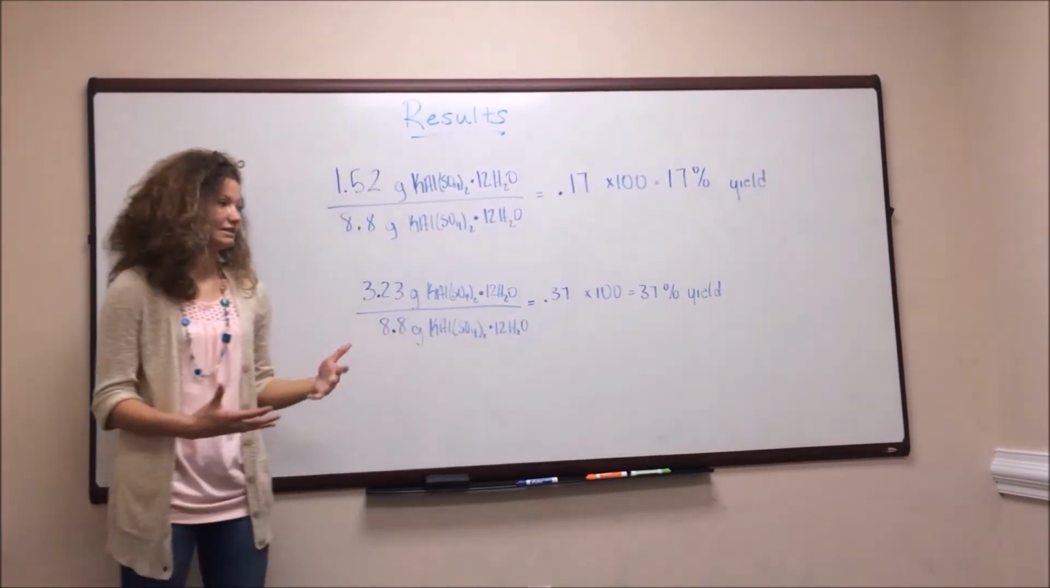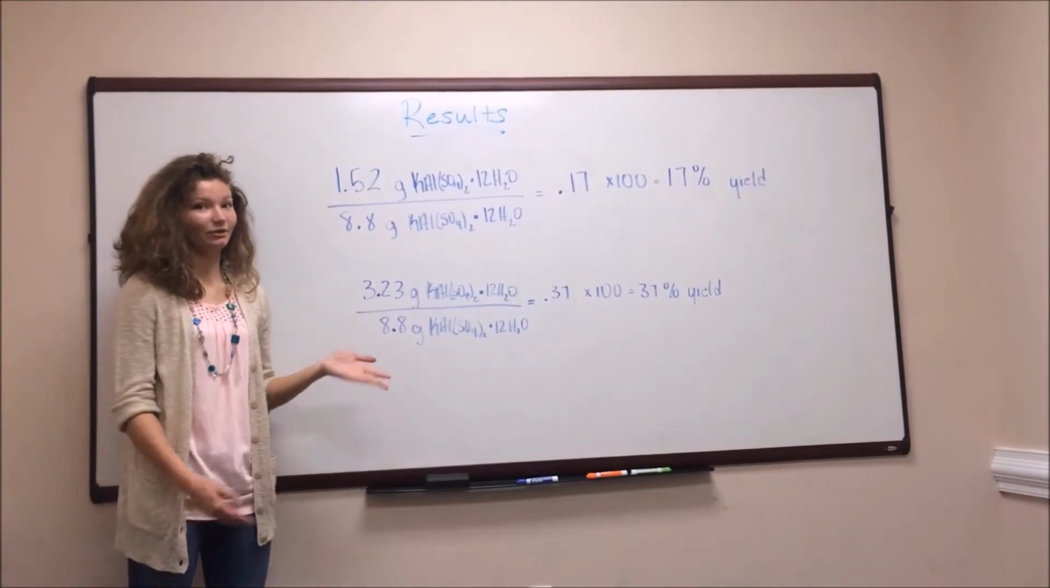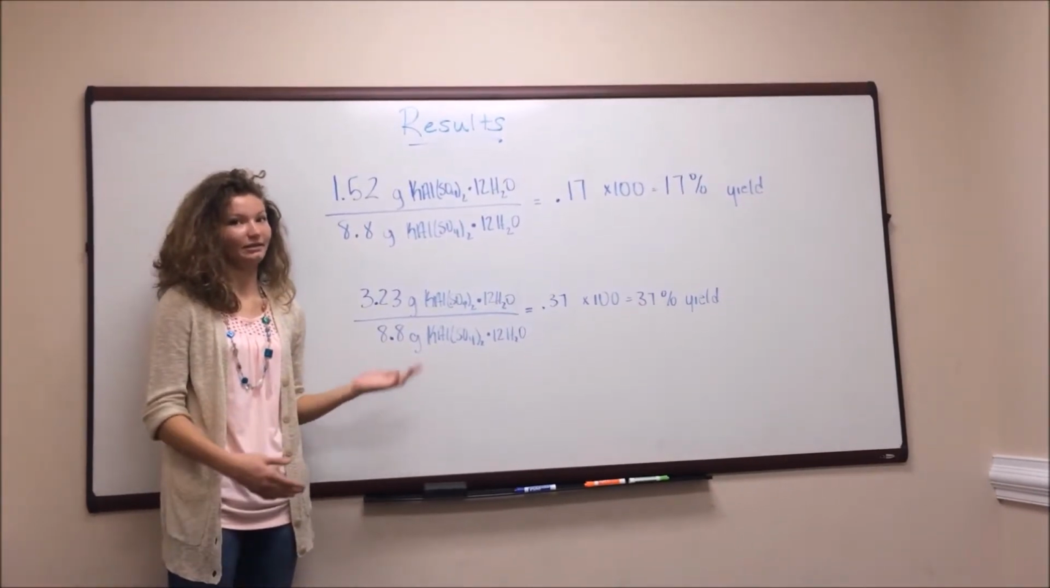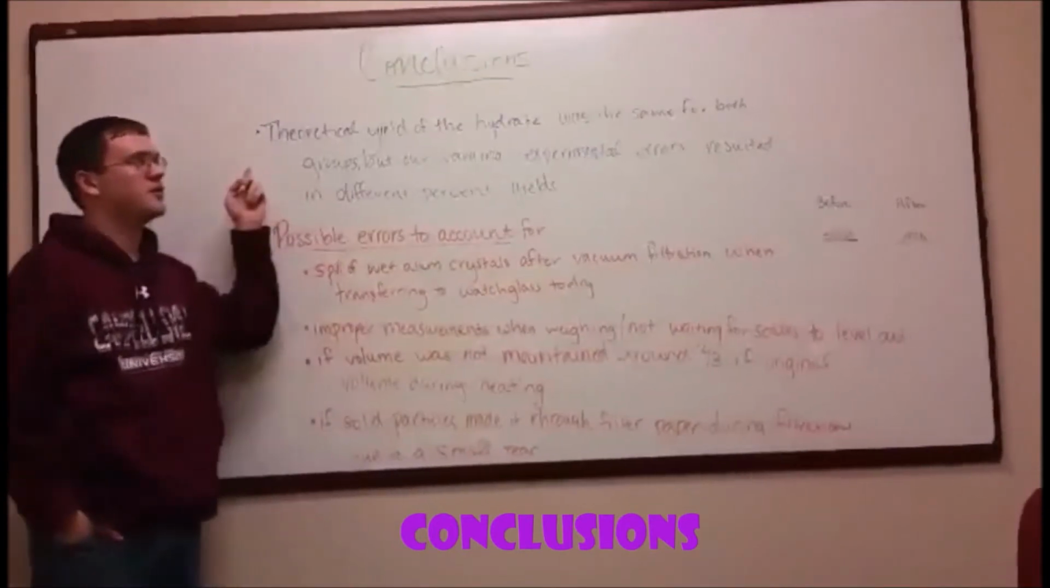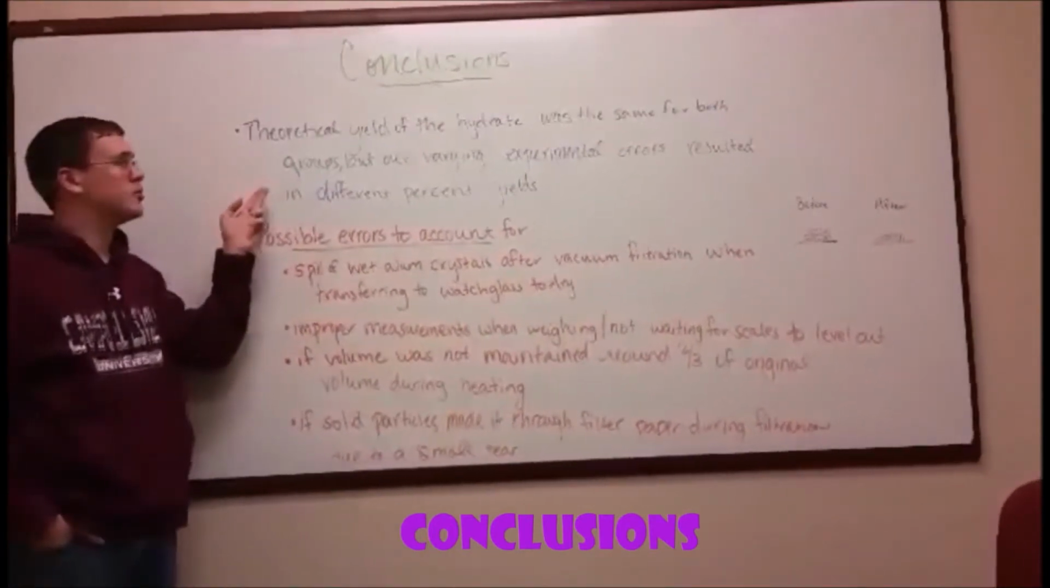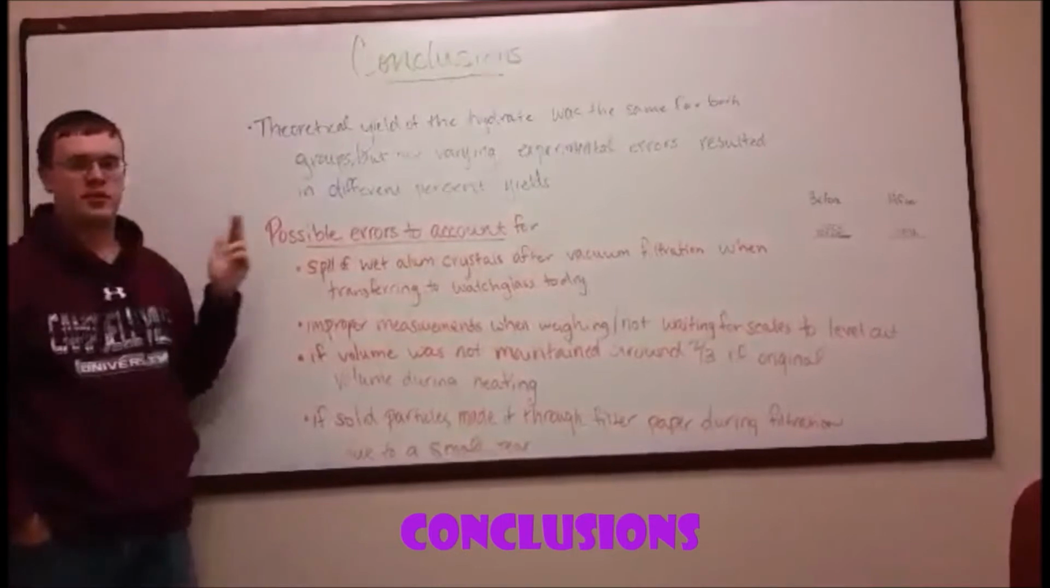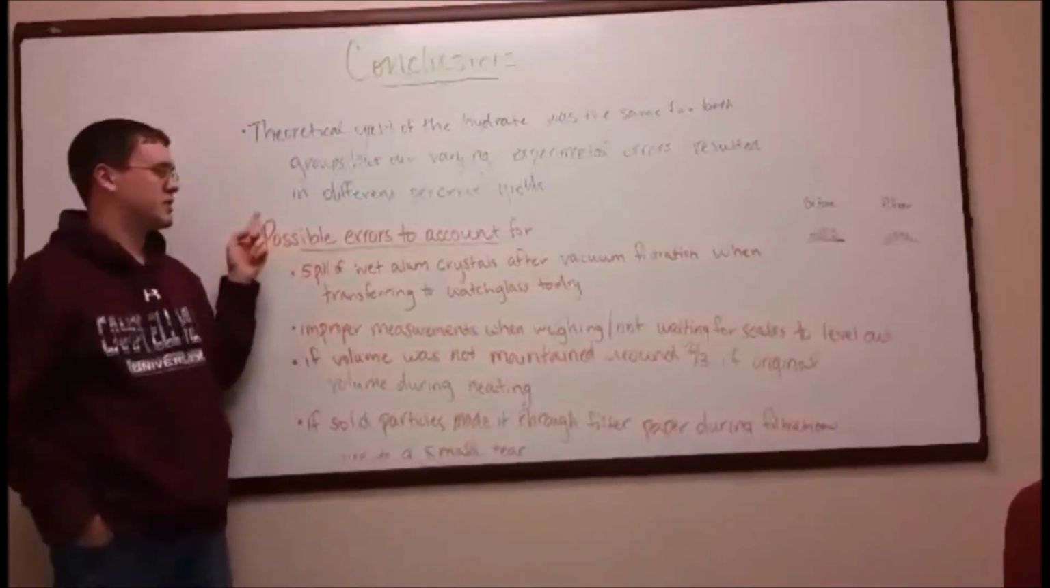And in this instance, he has a higher percent yield because he has fewer errors in the experiment than mine and Jessica's. In conclusion, the theoretical yield of the hydrate was the same for both groups, but our varying experimental errors resulted in different percent yields.